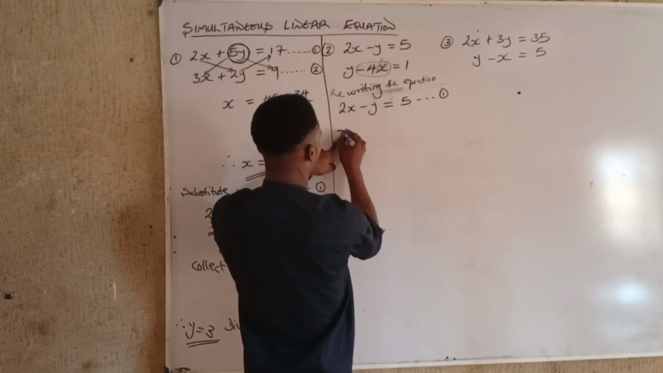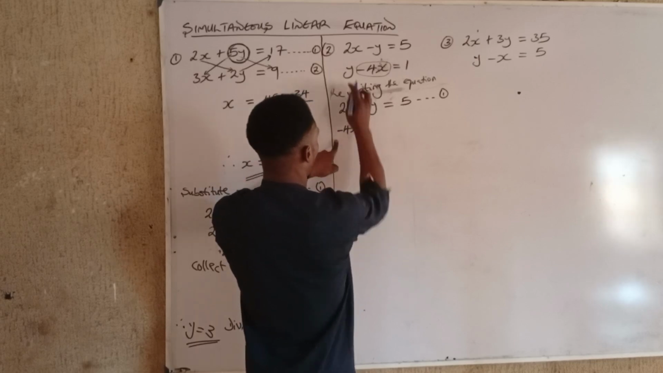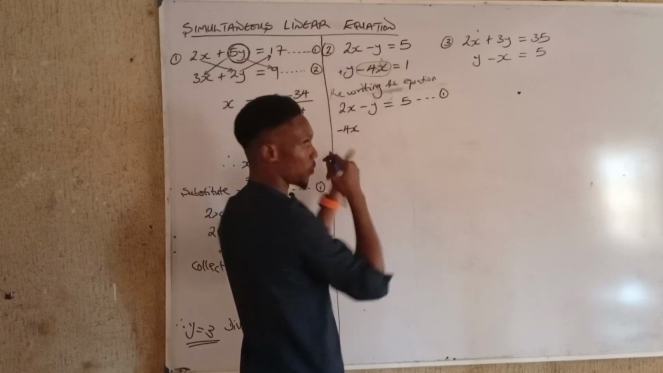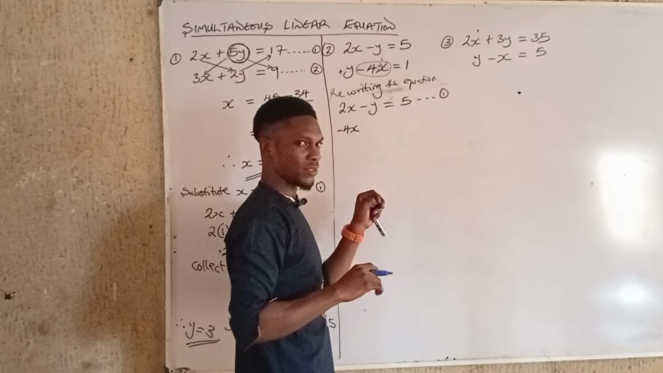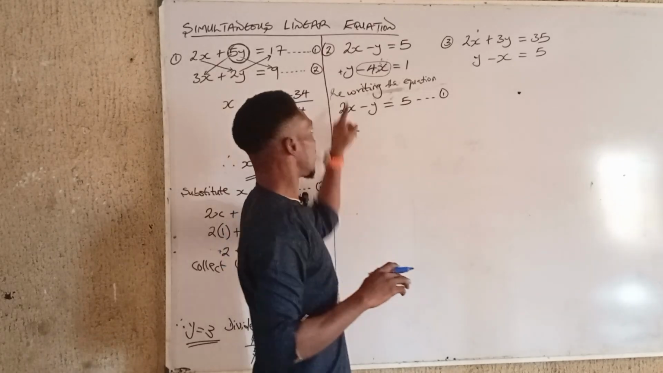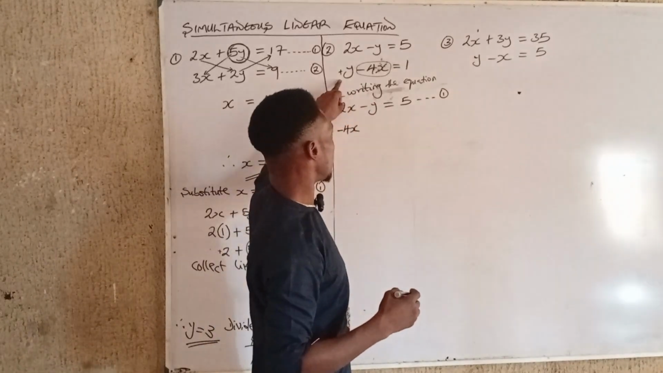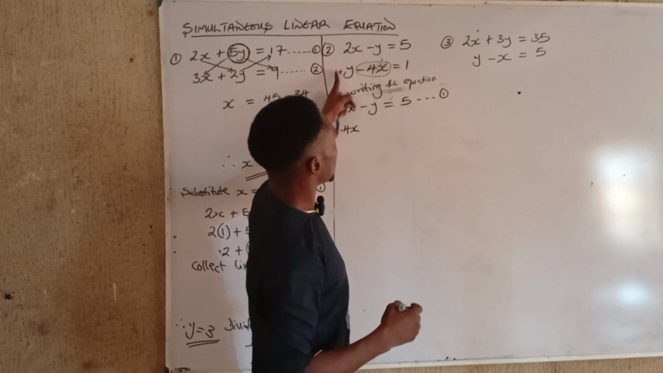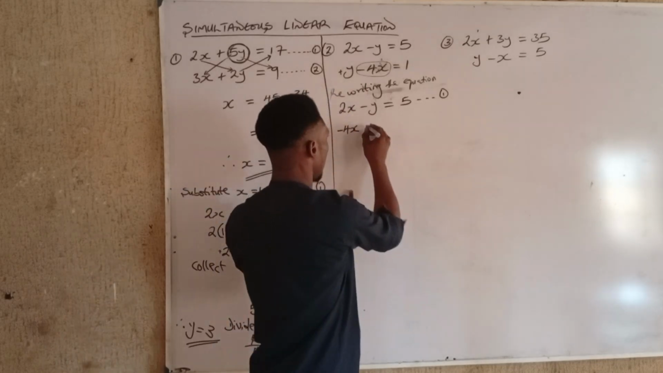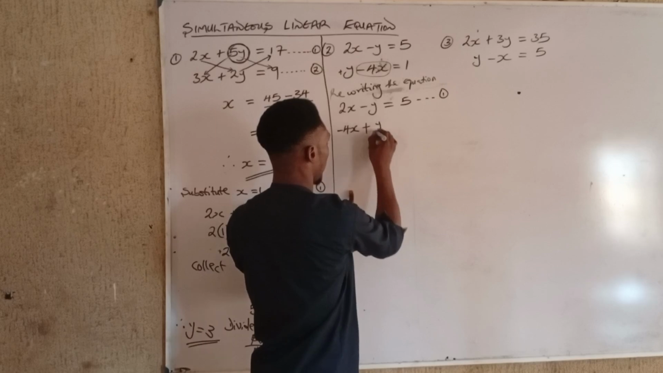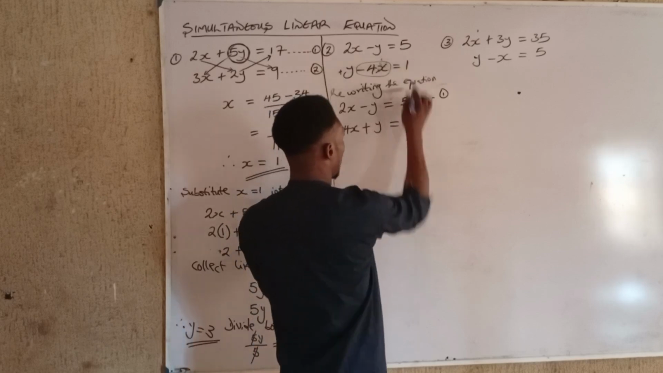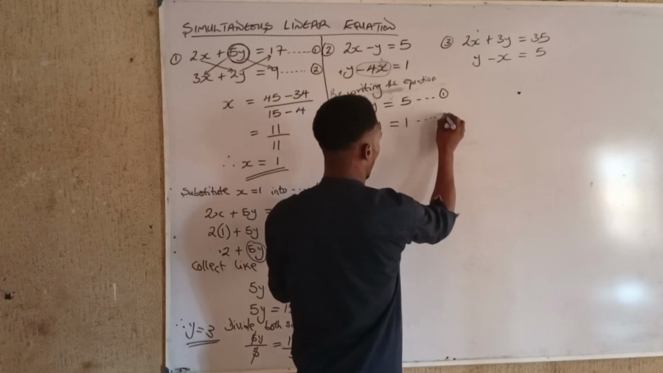You have your minus 4x, and then your y, there is an invisible plus here. A spiritual plus. It's only mathematicians that can see this plus. And then your minus, which should be invisible outside there. But as it's coming inside now, you are going to make it visible. Plus y equal to 1. This is my equation 2.